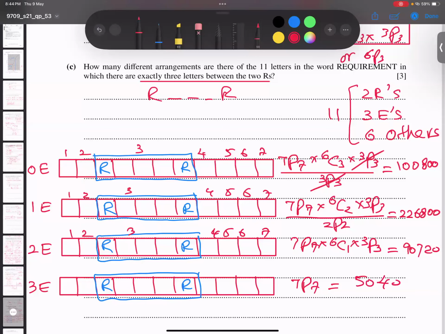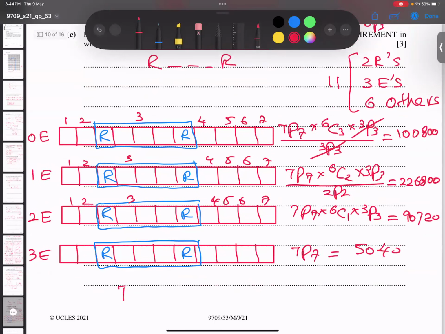Okay. Now I am adding all. So total options are how many? Let me check. 108800, 226800, 90720, 5040. I am typing all 4 values in the calculator, and the final answer I am getting, just please let me check, 423360. So Alhamdulillah Rabbil Alameen. Let's go for the next part.